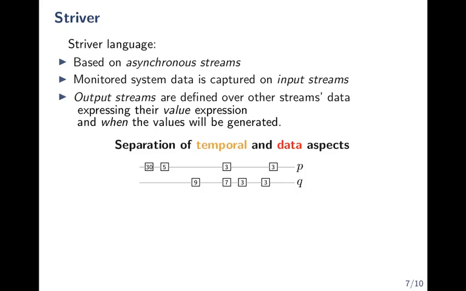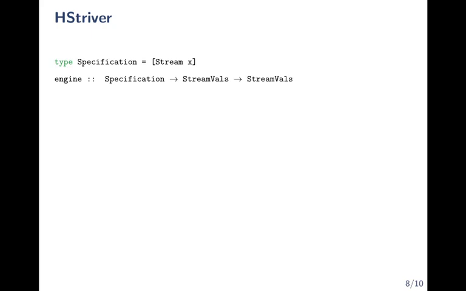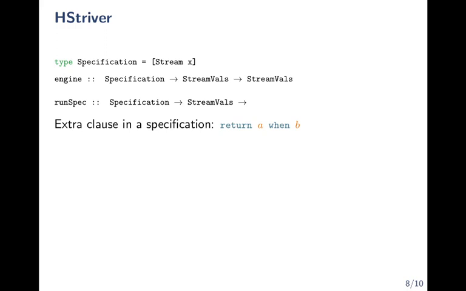We have implemented Striver in Haskell following the spirit of the leaf-deep embedding of hLola, an implementation that we have called hStriver. Once again, this has allowed us to use Striver as a data domain of Haskell, and use its engine as a function runspec in a Striver specification. Just like in Lola, we have extended the definition of a specification to include an extra clause that lets us specify a value to return, which is the value of a stream A at the moment a Boolean stream B becomes true, with the difference that the value returned will be null if the stream A fails to produce a value before B becomes true or the trace is over.